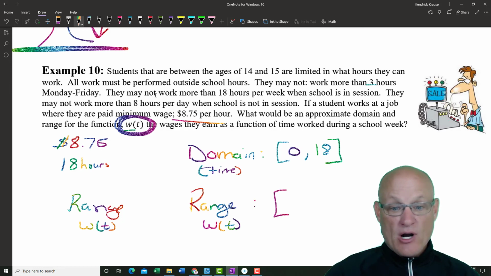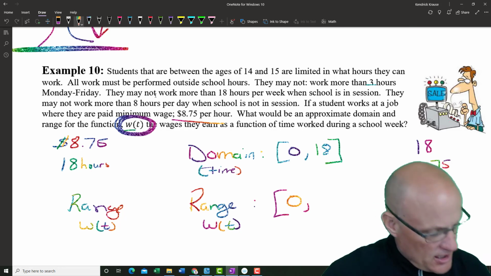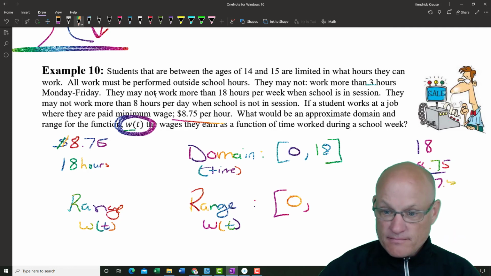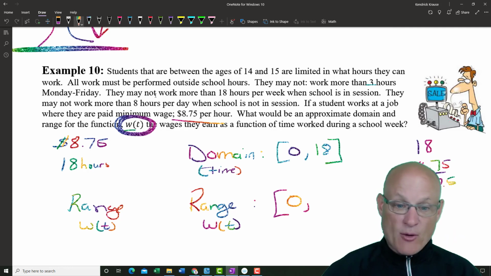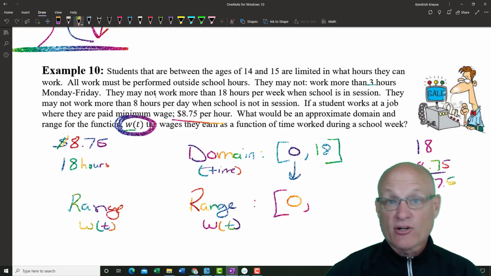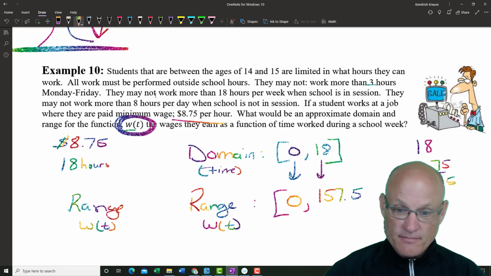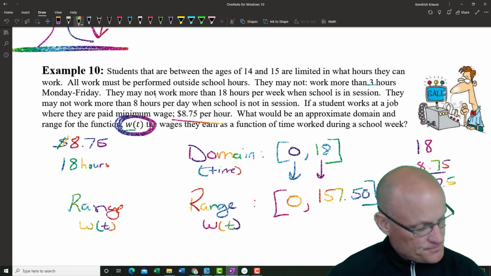So my range, which is my wages, my W of t, is my range. Well, if I work 0 hours, I make 0 cash. And if I work 18 hours, 18 times 8.75, the most I can make is $157.50. So if I work the least amount of hours, I'll make 0 cash. If I work the most amount of hours, I make $157.50.